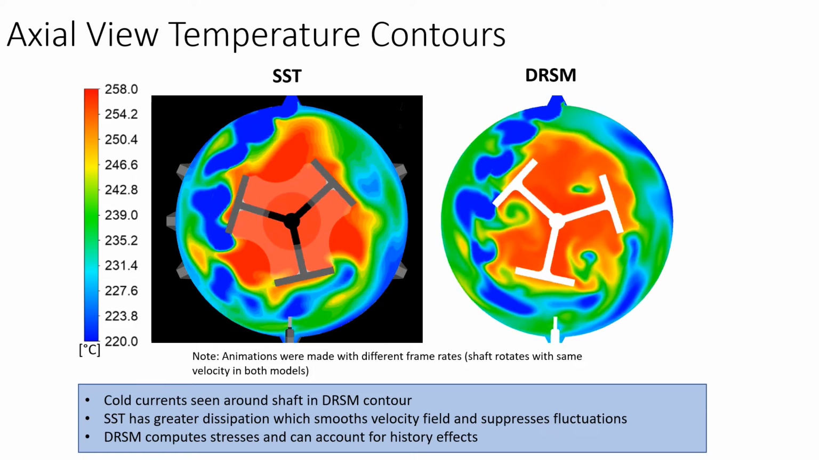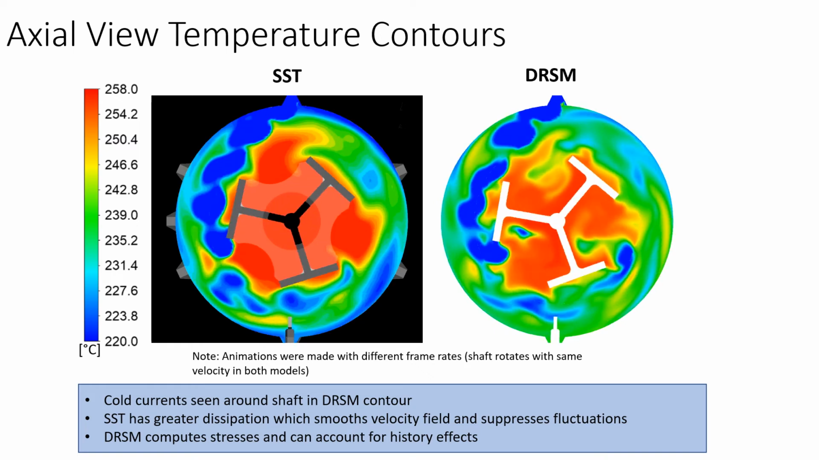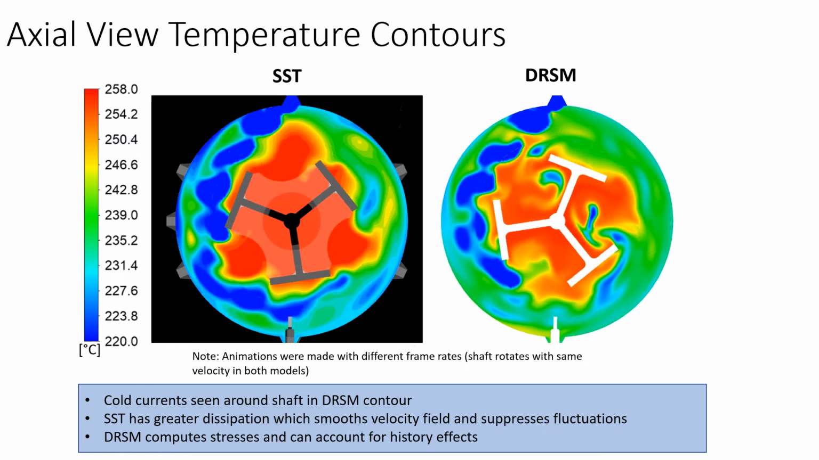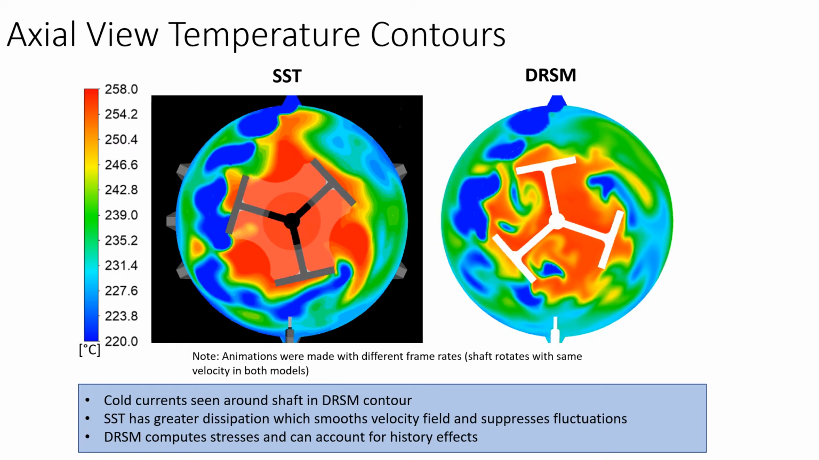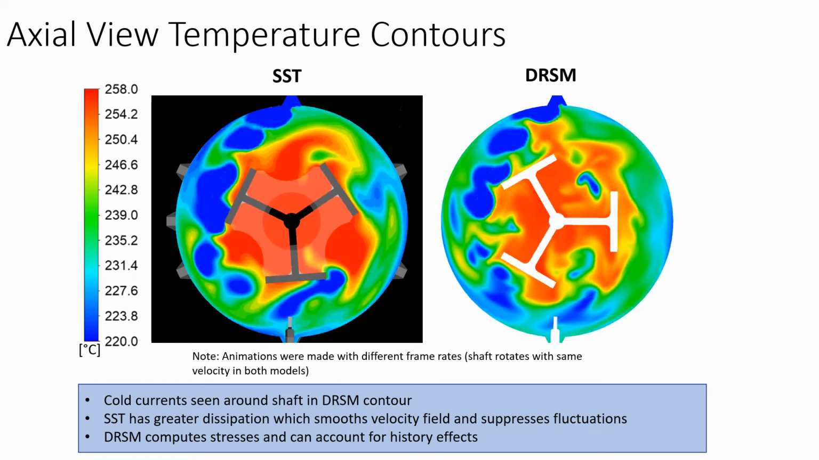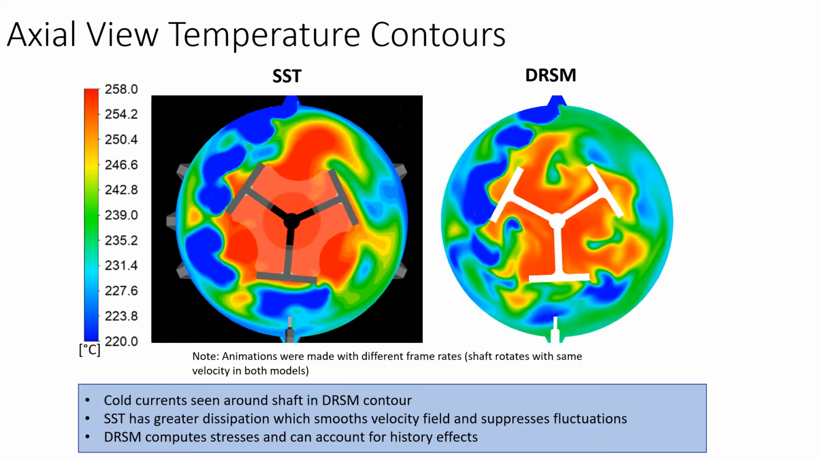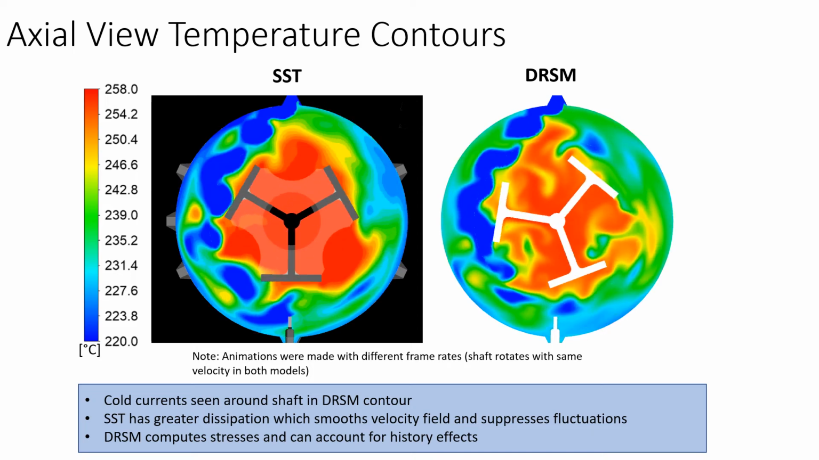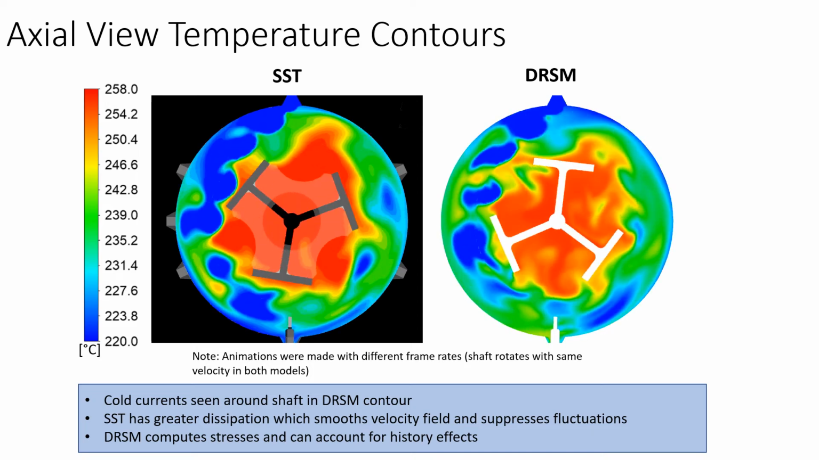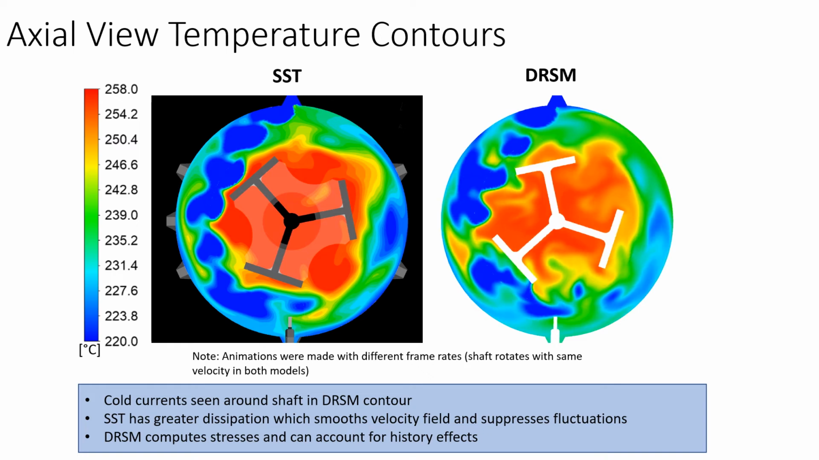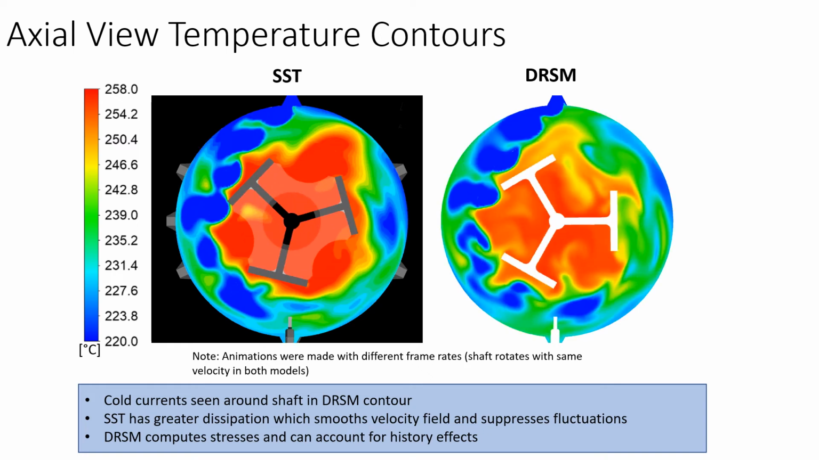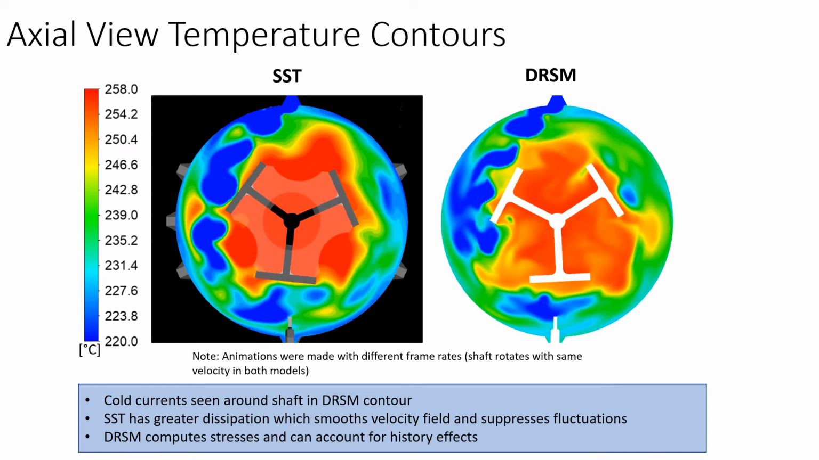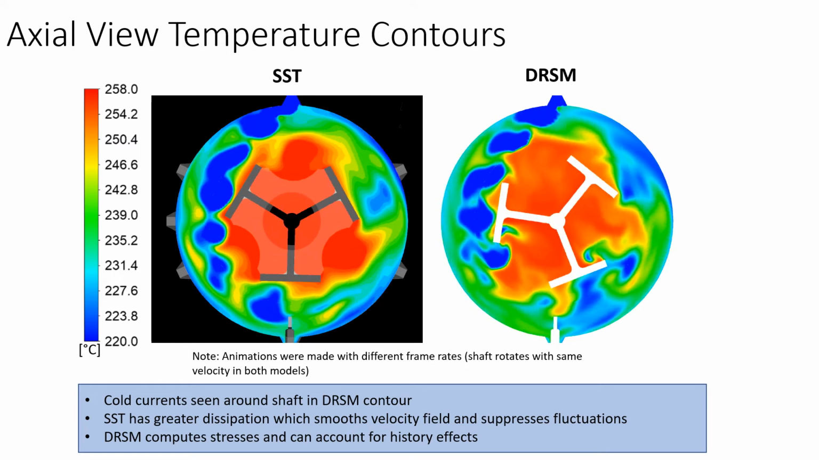But these colder currents show that SST has greater dissipation for the velocity field and smooths out this velocity field, suppressing fluctuations. Now, DRSM computes the individual stresses and therefore can account for history effects because it's tracking each individual stress for each timestamp at each cell. And so keeping those history effects, we see that there's some momentum that transfers some of these currents into the shaft region.